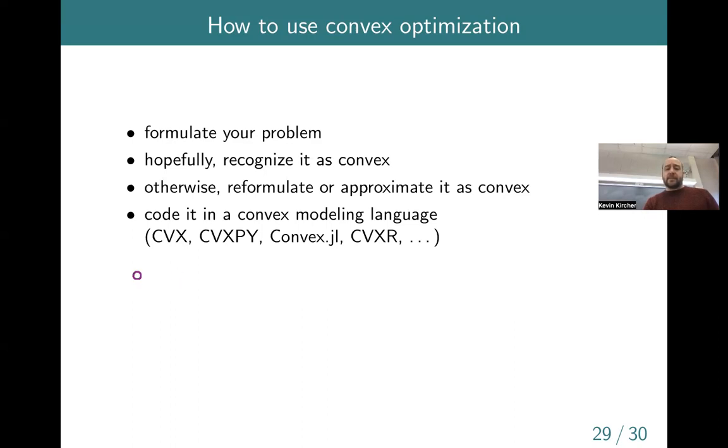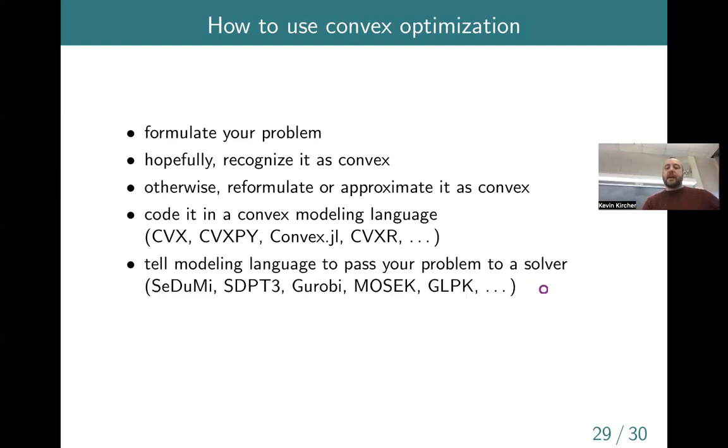And there are a bunch of these. CVX is a MATLAB toolbox. CVXPy is a Python tool. Convex.jl is in the language Julia. CVXR is in the stats language R. And there are other tools that can do stuff like this. And then basically you tell the modeling language to solve. You say, go, run, bring me the solution. And like a faithful dog, it runs off and it talks to a solver.